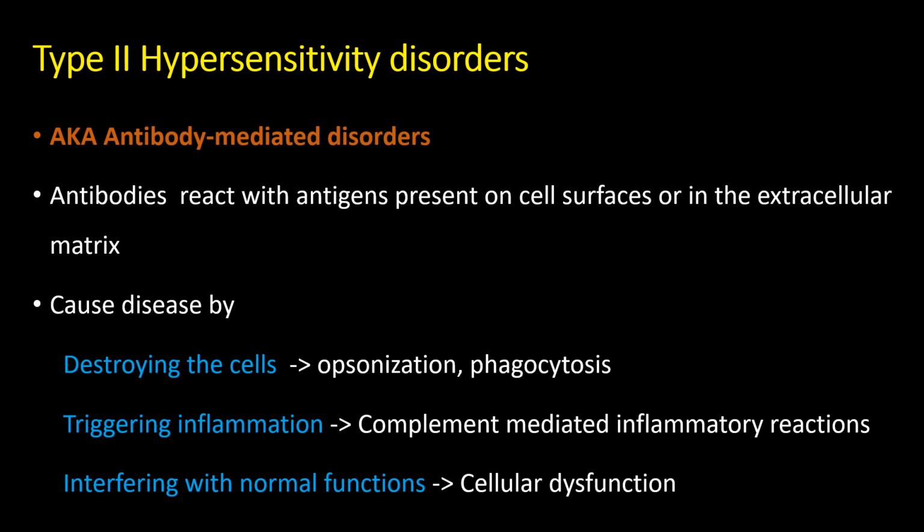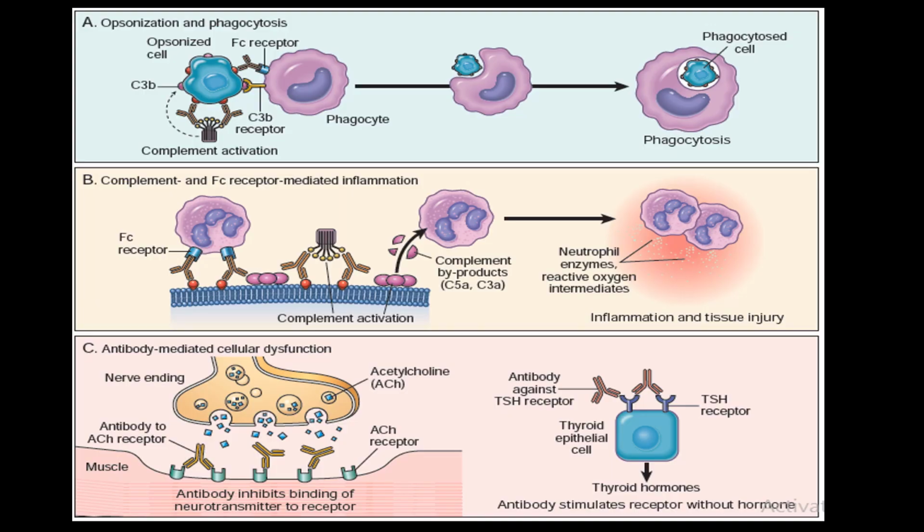Now let us begin with destruction of the cell by opsonization and phagocytosis. Let us look into this picture. So try to look at the picture first. The first mechanism here is opsonization and phagocytosis. We all know what opsonization is, right? So it is coating of an antigen with an appropriate antibody.